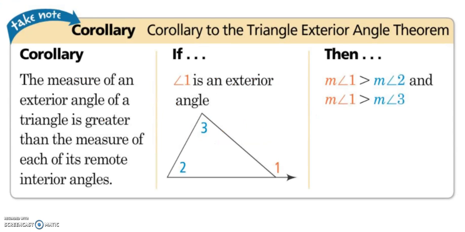So our first special relationship is just a corollary to the exterior angle theorem. If we remember what the exterior angle theorem said, the measure of angle 2 plus the measure of angle 3 equals the measure of angle 1. So basically, all it says is that if 2 plus 3 equal 1, then the measure of angle 1 must be greater than the measure of angle 2, and the measure of angle 1 must be greater than the measure of angle 3. Just makes sense.